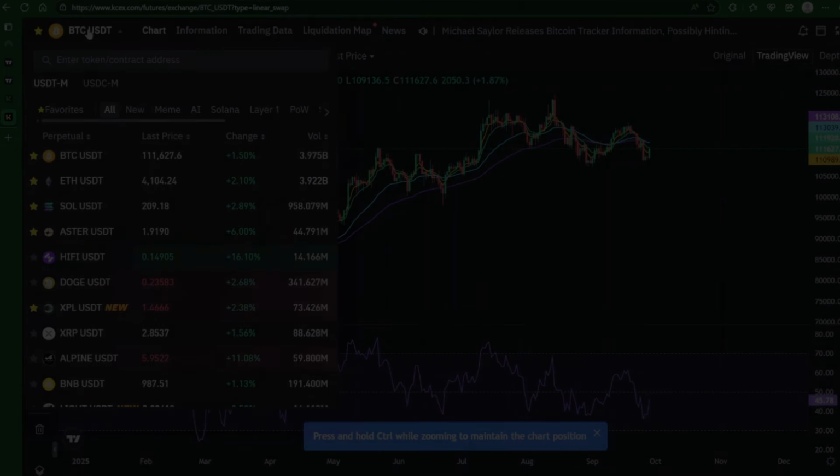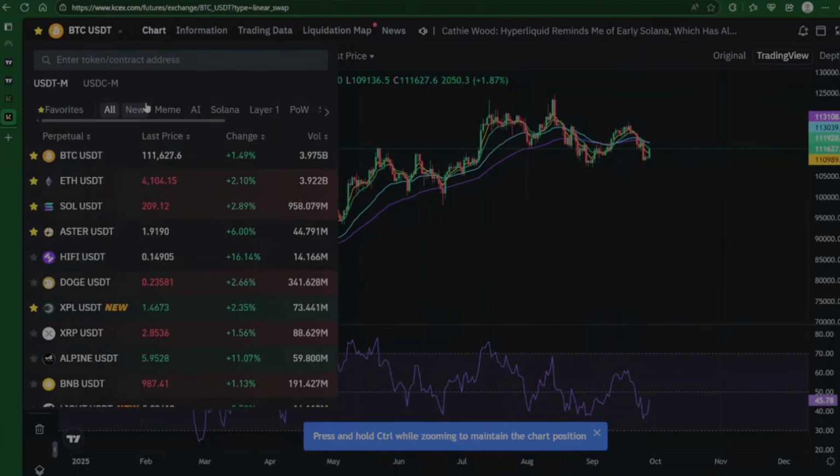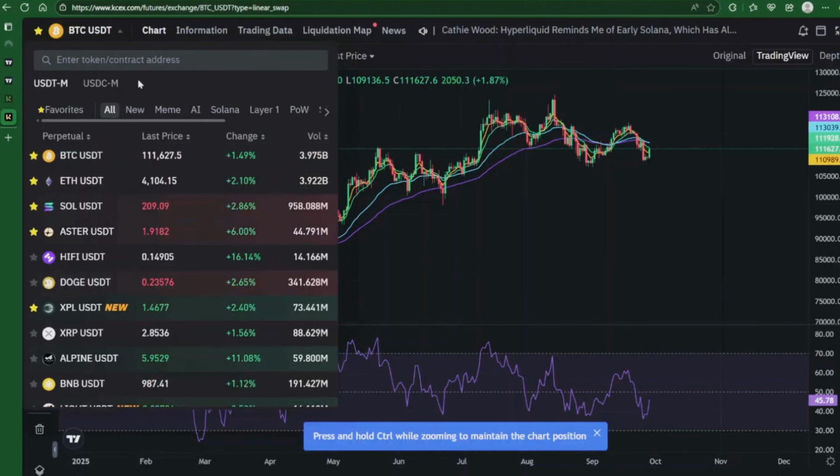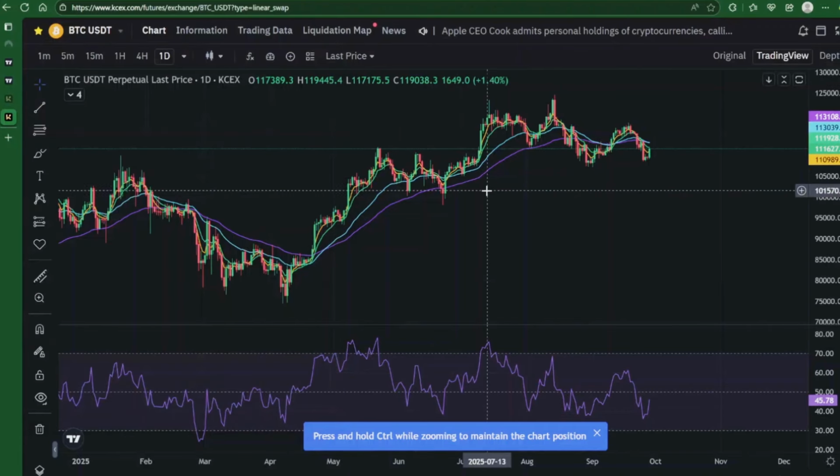I'm going to pick a token that I've never looked at before. So I have a fresh chart and I can go through all the steps that I do from the beginning to end without any preconceived notions.